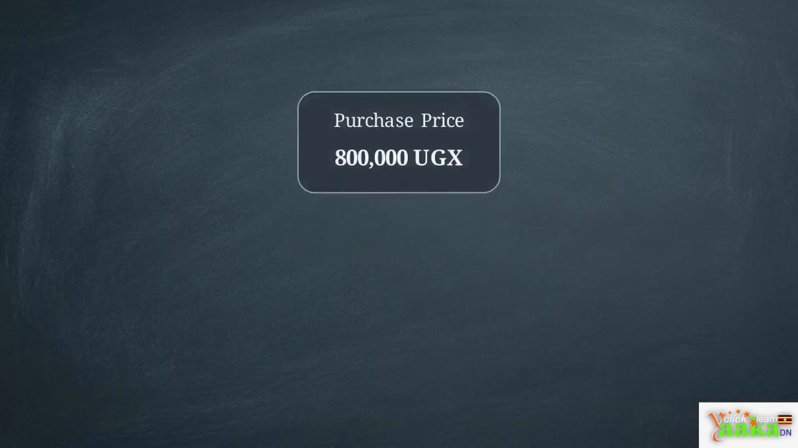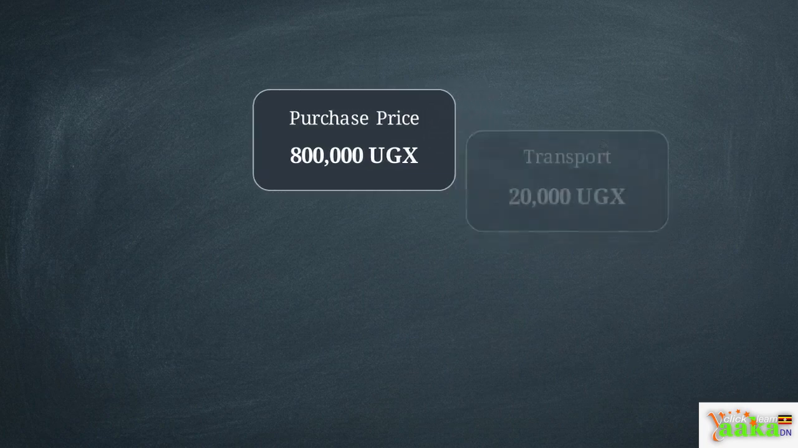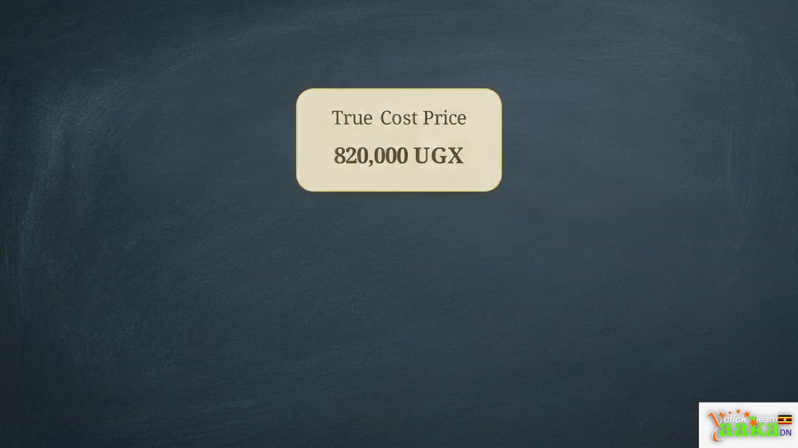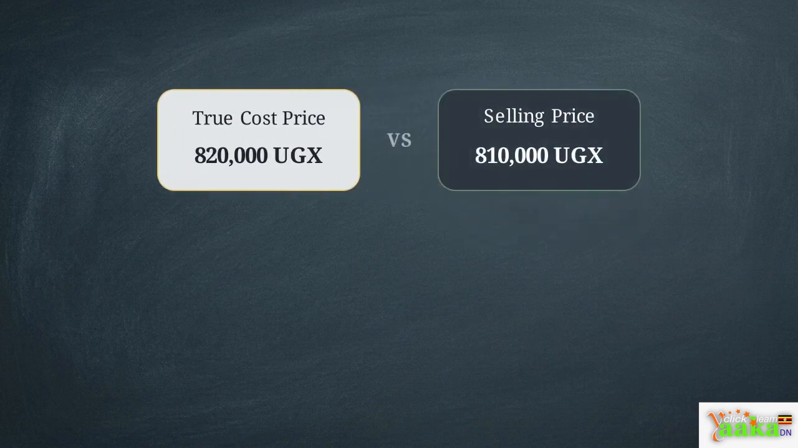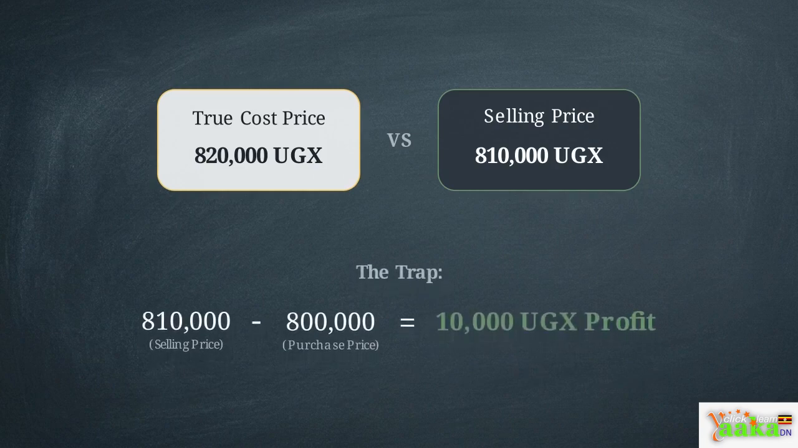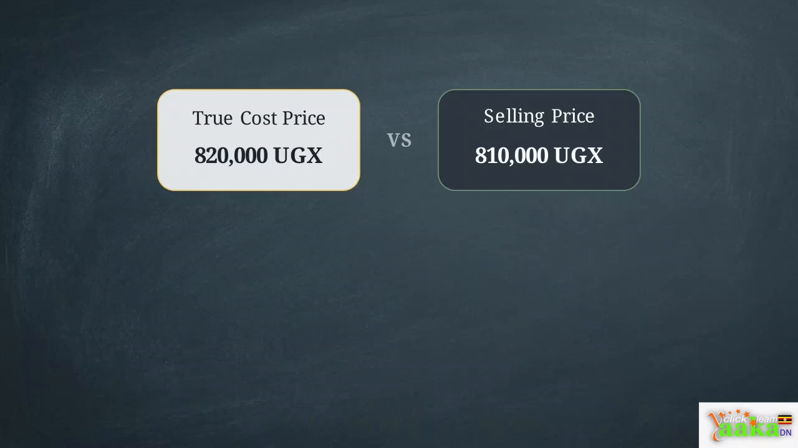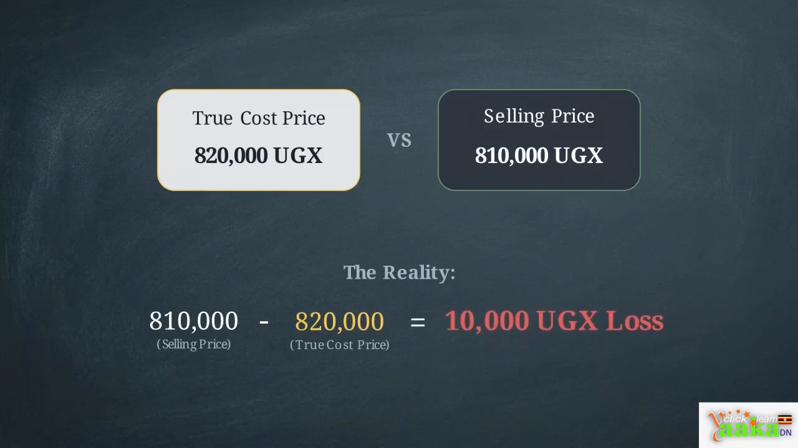If you buy inventory for 800,000 shillings and pay 20,000 for transport, you must add those together. Your true cost price is 820,000 shillings. If you sell that inventory for 810,000 shillings, ignoring the transport cost makes it look like a 10,000 shilling profit. But when compared to the true cost price of 820,000, you are actually taking a 10,000 shilling loss.